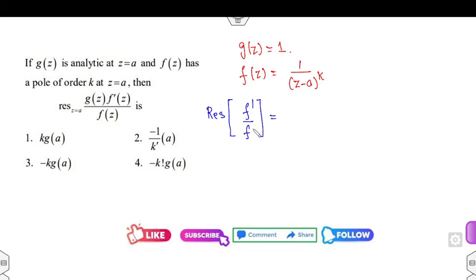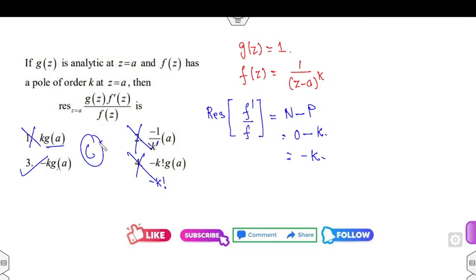You can use the argument principle, number of the zeros minus number of the poles. That also you can do, like n minus p. Number of the zeros of this is 0. Number of the poles is k. So the answer is minus k. So what is g is 1? It is minus k. Minus k factorial, but we need a k derivative. Wrong. So the right answer is C.